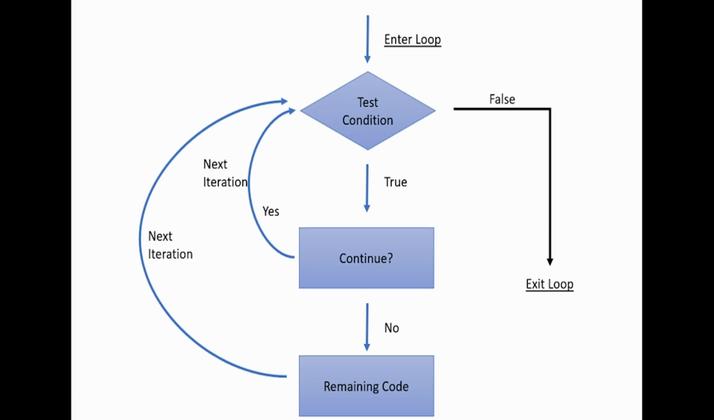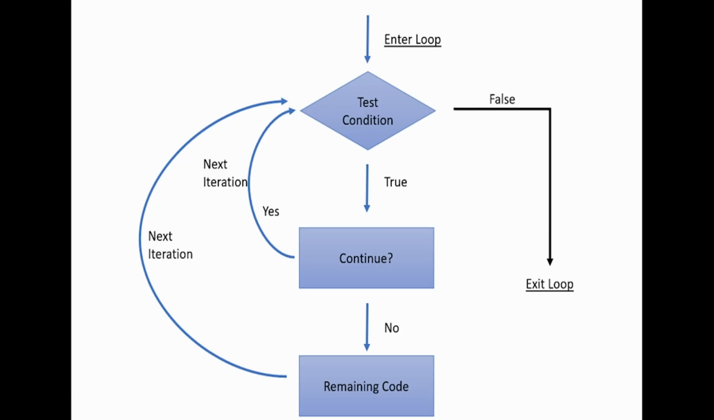First, we enter the loop and check the loop condition. If the condition is not satisfied, the program exits the loop. However, if the condition is satisfied, the program enters the loop body and checks whether the continue statement is reached during that iteration. If the continue statement is reached, the program skips all the remaining statements for that particular iteration and jumps directly to the next iteration of the loop.